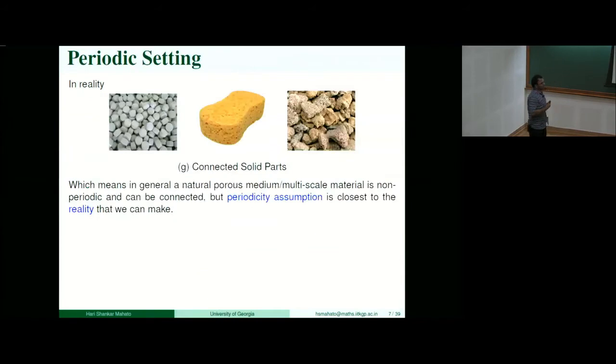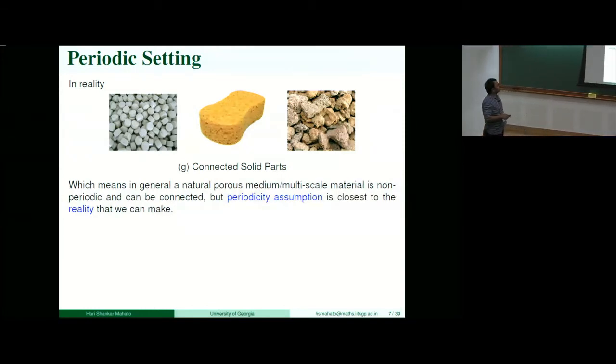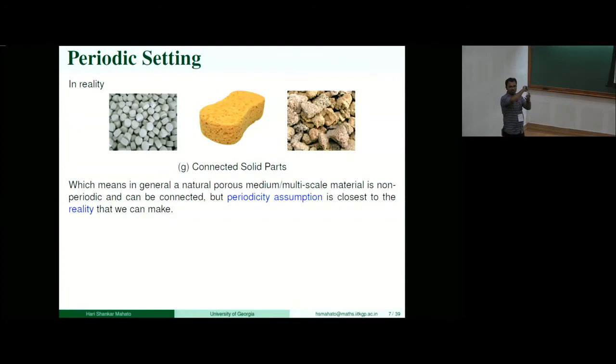So in reality, we know that a natural porous medium or a natural multiscale material has a very complicated structure. For example, here, in case of these pellets or the sponge or pieces of rock, they can be considered as a porous medium. But here, the solid matrices are connected with one another. They are not periodic.